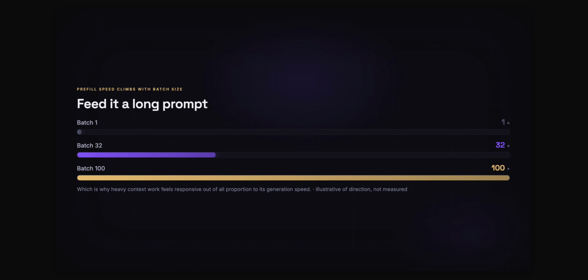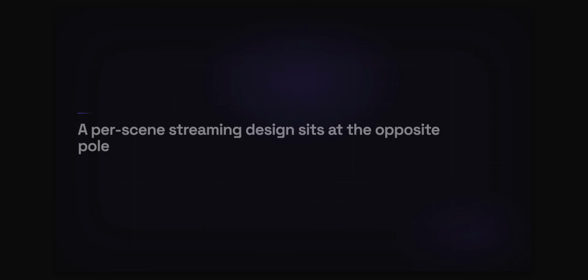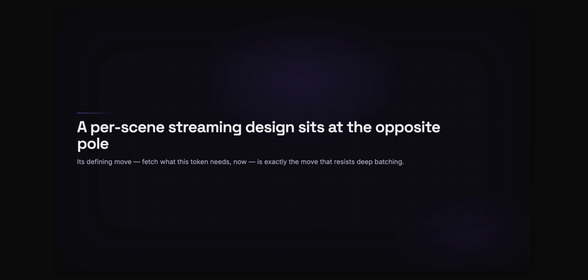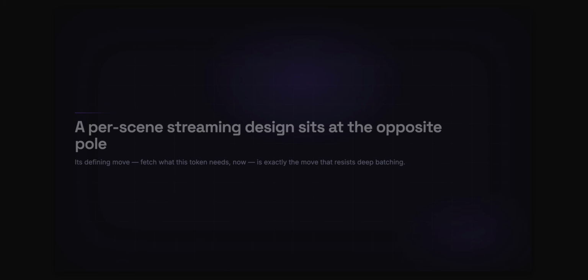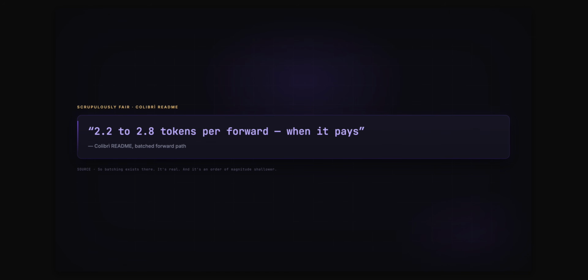Feed it a long prompt and its prefill speed climbs with batch size, which is why heavy context work on it feels responsive out of all proportion to its generation speed. A per-scene streaming design sits at the opposite pole. Its defining move, fetch what this token needs, now, is exactly the move that resists deep batching. And I want to be scrupulously fair here, because the project is honest about it and evolving.